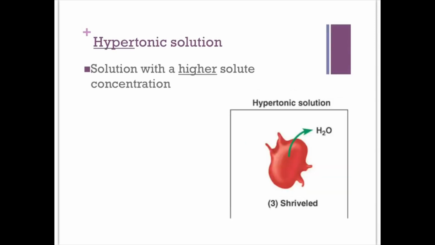A hypertonic solution refers to a solution with a higher solute concentration, so the prefix hyper means higher. If I put a cell in a hypertonic solution, that means outside the cell there is a higher solute concentration, which means inside the cell is a lower solute concentration. And again, since water always moves to dilute, now water is going to move from lower to higher solute concentration. It's going to move outside the cell. So now my cell is going to lose water and it is going to shrivel.